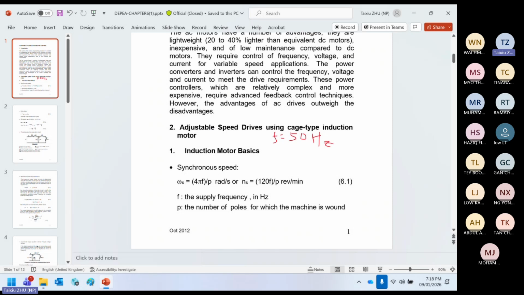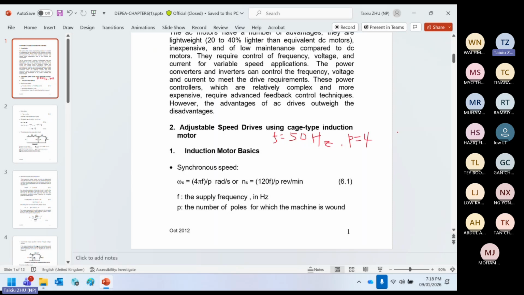Then the motor number of poles actually depends on how you wind the motor. Basically, this is the stator. Say we see the number of poles is 4. That means there are 2 pairs. Remember, number of poles always go in pairs. You have North Pole, South Pole, North Pole, South Pole. When you make the motor, you can decide how many poles you wind.